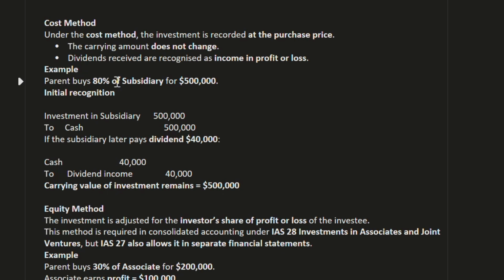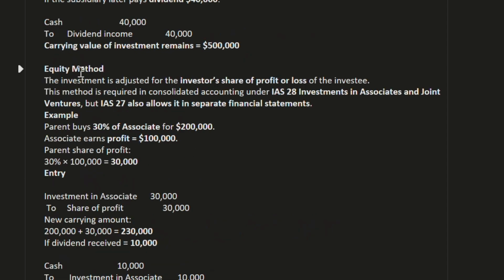Example: parent buys 80% of subsidiary for $500,000. Initial recognition: debit investment in subsidiary, credit cash. If the subsidiary later pays a dividend of 40,000: debit cash 40,000, credit dividend income. Carrying value of investment remains 500,000. So this 40,000 will go in the profit and loss statement, not in the balance sheet.